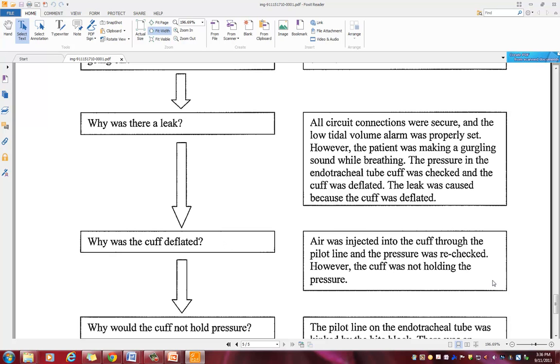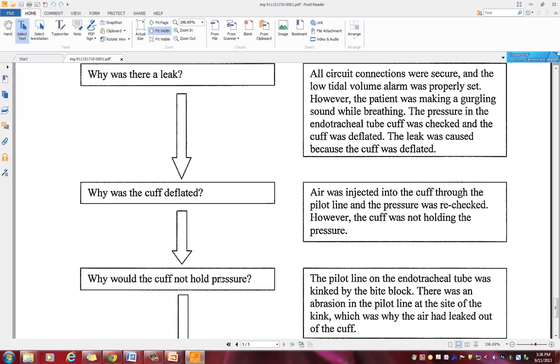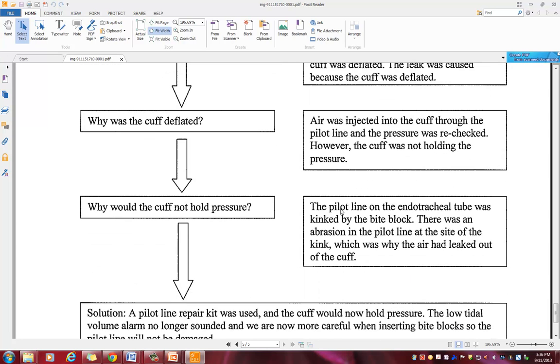So they say, I put air into the cuff to try and seal it again, but it continued to leak over time. Why doesn't it hold pressure? They identified that the pilot line that goes to that endotracheal tube cuff was being blocked by the bite block, and that there was a little nick that happens, and I'll bet some of you can relate to this because I'll bet you might have had those bite blocks that wrap around those endotracheal tubes and cause the problem. But regardless of whether you understand all the intricacies of this problem, I think you can appreciate the process.